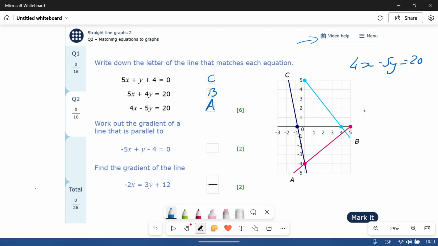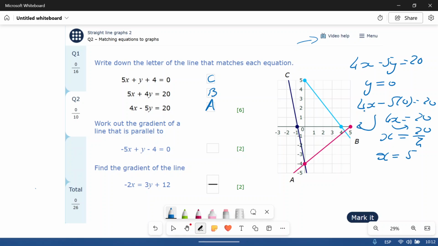Okay, let's make the y 0 just for fun, because we can. So 4x minus 5 times 0 equals 20. That gives us 4x equals 20. Divide by 4, so 20 divided by 4 gives us x equals 5. Bam! Goes through 5 there on the x-axis. So definitely, that is the correct answer.